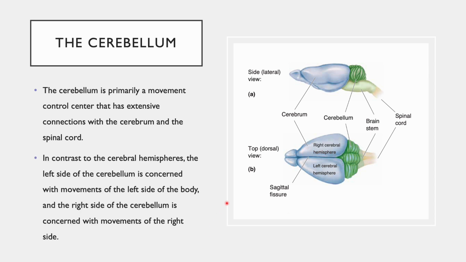And in contrast to the cerebrum, the cerebellum does not have contralateral control of the body. So the left side of the cerebellum controls movement on the left side of the body, whereas the right side of the cerebellum controls movement on the right side of the body.